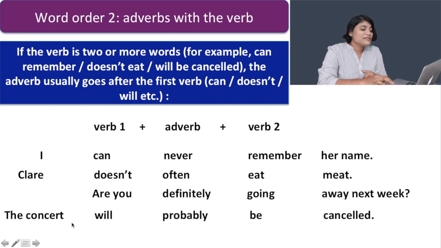Next, the concert will probably be cancelled. Here also this is a good sequence. You may find will, probably and be. The first verb is will, so you have to put the adverb after the first verb.